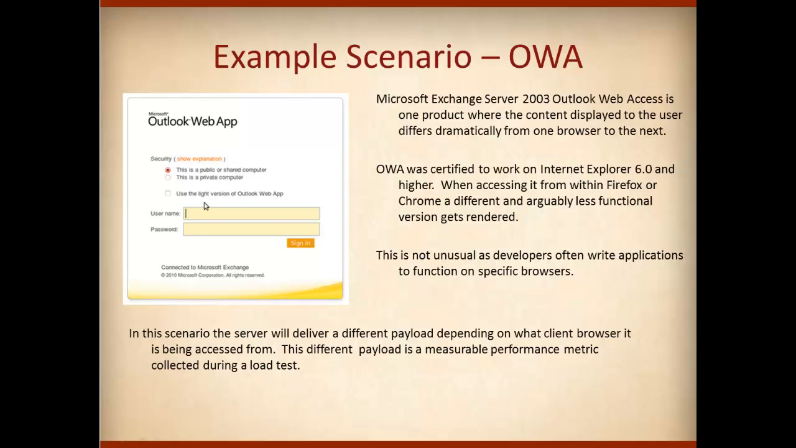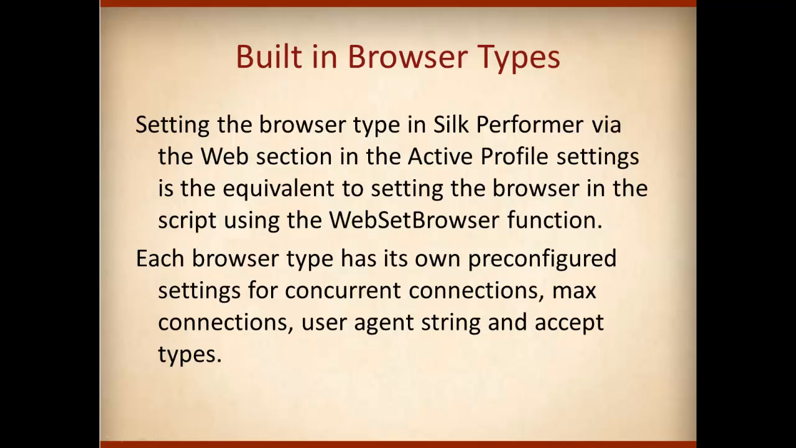Built-in browser types. Setting the browser type in Silk Performer via the web section in the active profile settings is the equivalent to setting the browser in the script using the website browser function. Each browser type has its own pre-configured settings for concurrent connections, max connections, user agent string, and accept types.